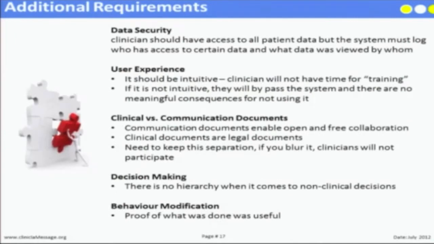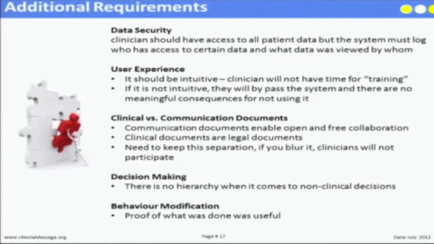Additionally, we learned other principles as we went through. Data security. In healthcare, you cannot hold back the data because they don't have permissions. You have to give them the whole thing. At the same time, you have to log who has seen what. So if somebody is seeing data they're not supposed to see, they can be reprimanded, but you can't hold it back. Because the minute you hold back the data, that's the minute they throw the system away, because they don't know what you're holding back.